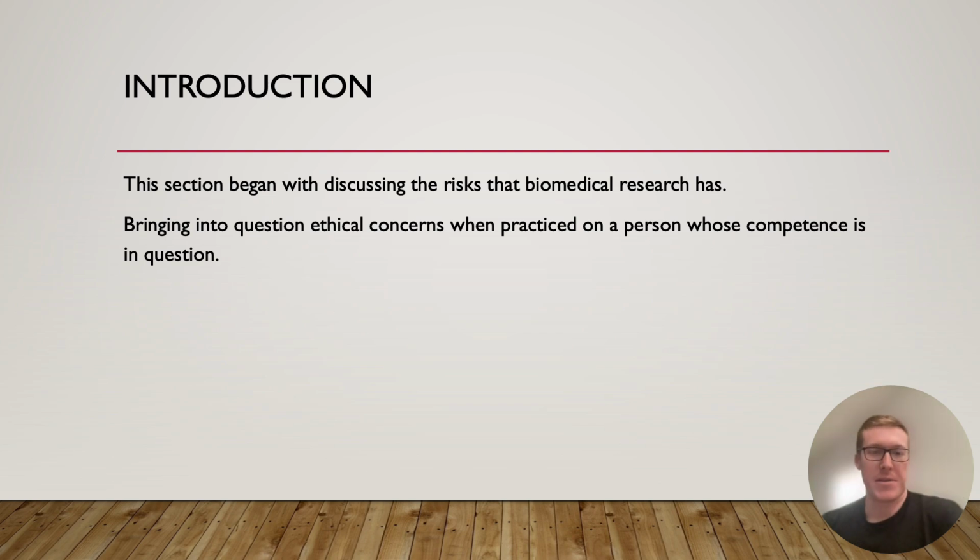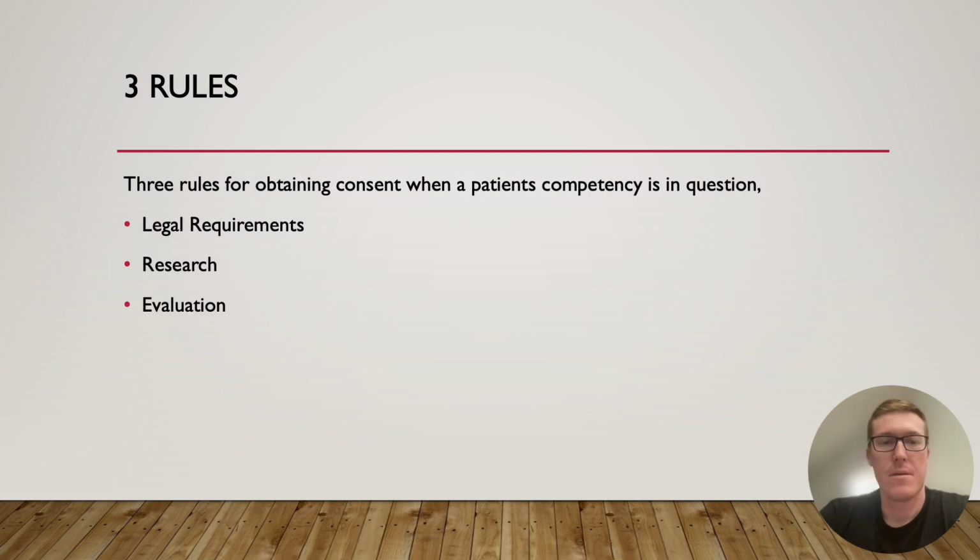This section began with discussing the risks that biomedical research has and bringing into question ethical concerns when practiced on a person whose competence is in question. The 3 rules for obtaining consent when a patient's competency is in question involves legal requirements, research, and evaluation.